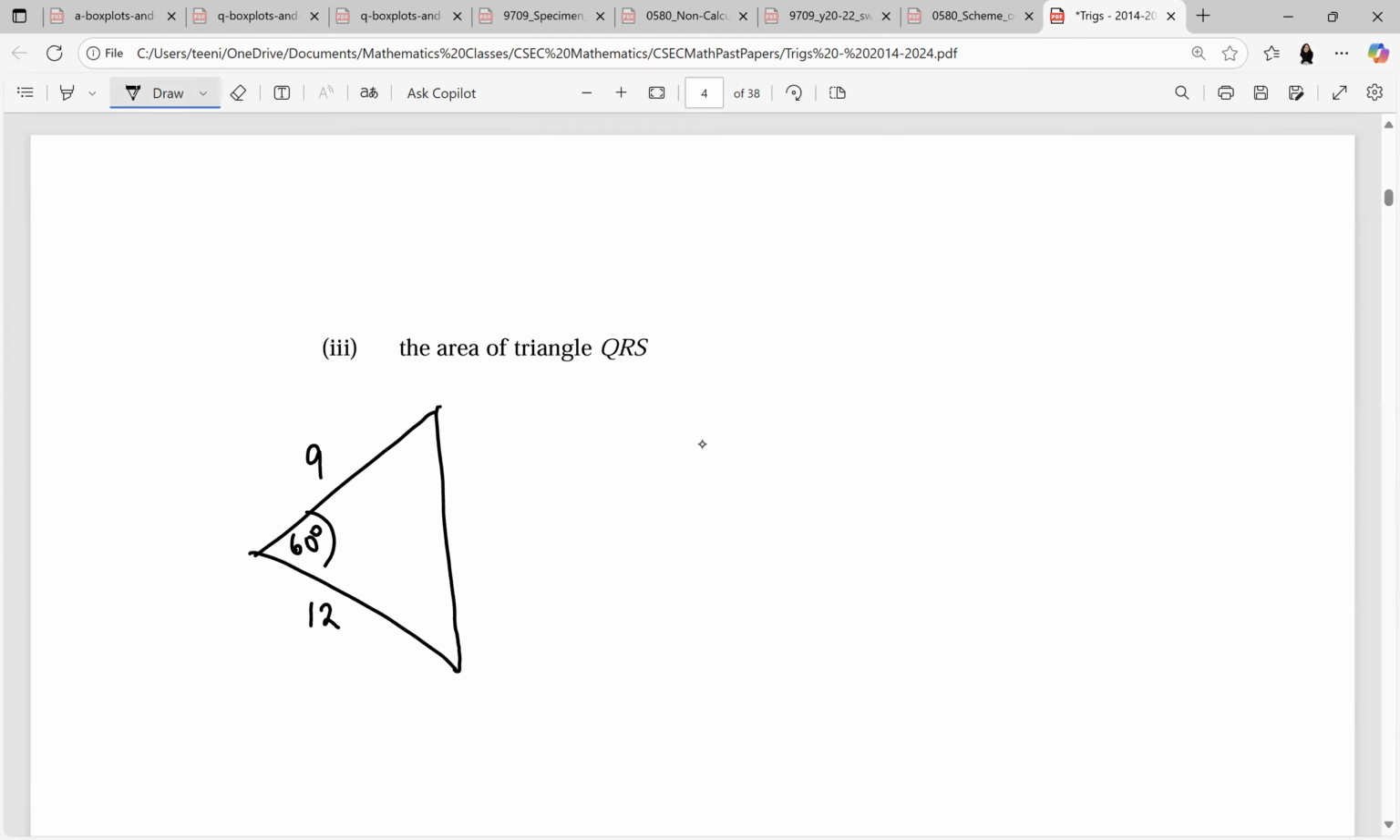Right, Zach, you don't have to memorize the formula, so I'm not even testing you on that. The formula is given to you. The area is equal to half of the product of the two given sides, which are 9 and 12, so half of 9 times 12 by sine of the included angle, 60. So work that out for me.